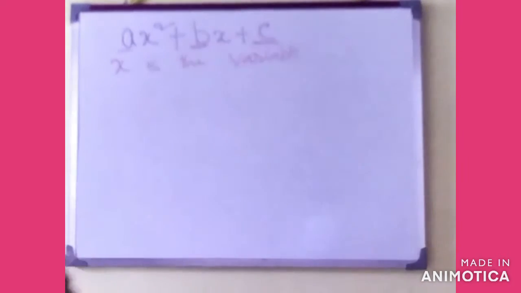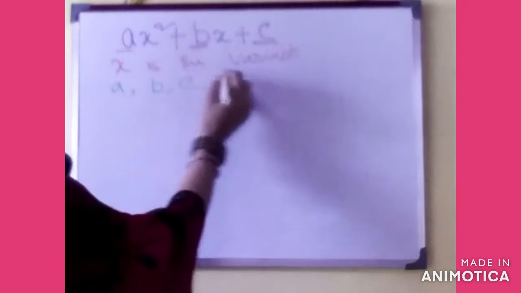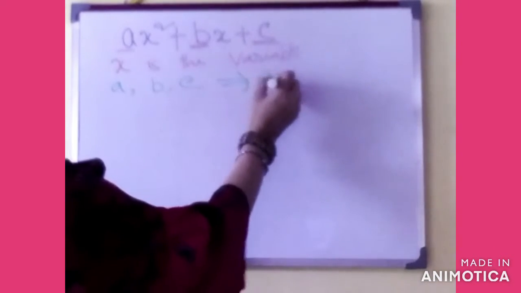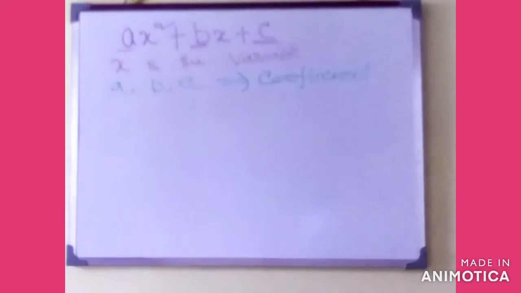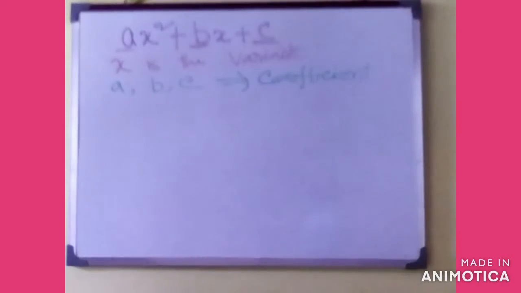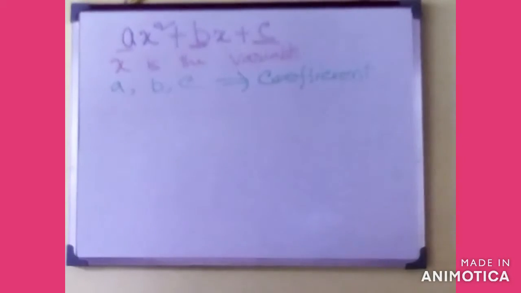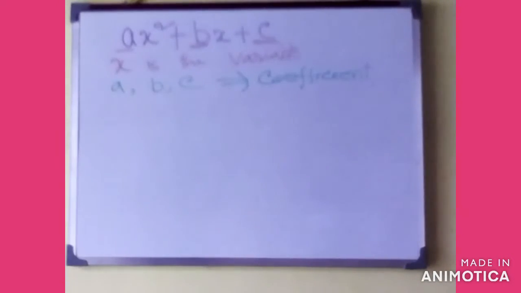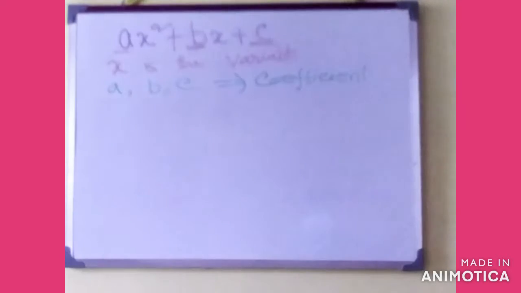and a, b, c, these three are coefficients of three different terms. This coefficient may be numeric, may be alphanumeric. It doesn't matter. Now a, b, c are coefficients, and it doesn't matter whether they are numeric or alphanumeric.